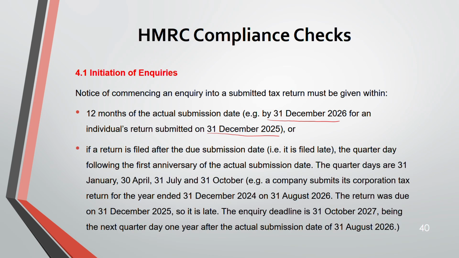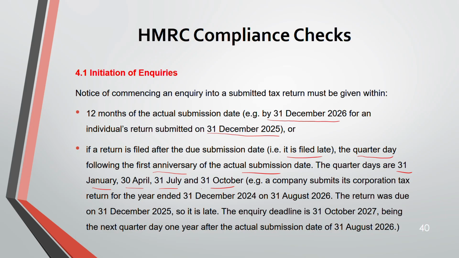Or if a return is filed after the due submission date, that means it is filed late, then when do you take the notice for commencing inquiry? The quarter day following the first anniversary of the actual submission date. What are the quarter days? They are 31st Jan, 30th April, 31st July, and 31st October. Remember these quarter days. Okay.